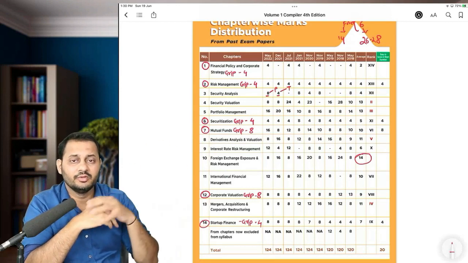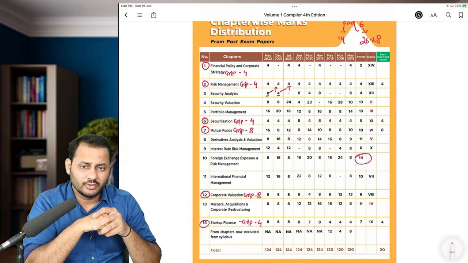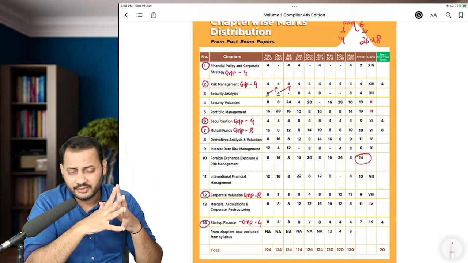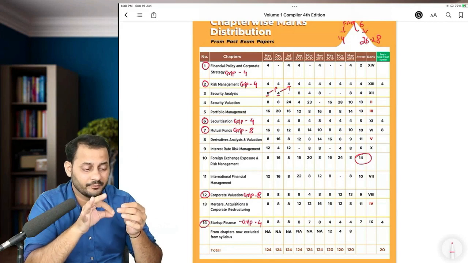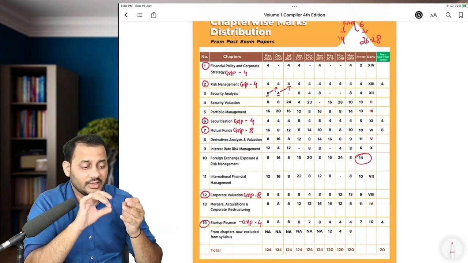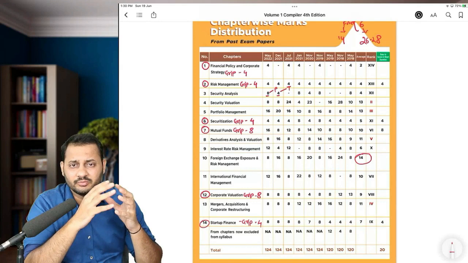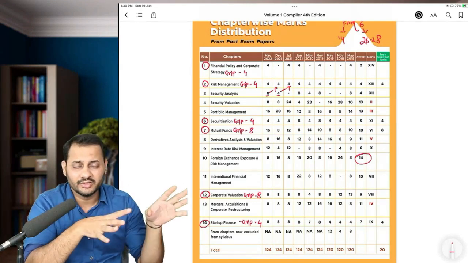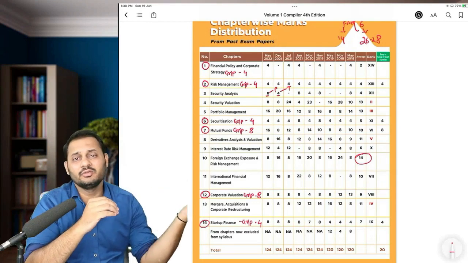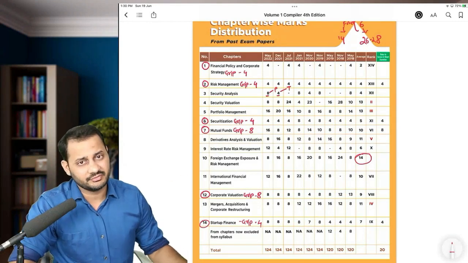So this is how the paper pattern is. Obviously we are going to cover every chapter, but these are the 6 chapters where you should hold a strong grip. You should have a strong grip so that if any question has been asked from these chapters, you will be able to solve it easily. So mark my words, if you do this, you will easily be able to score an exemption in your SFM paper.